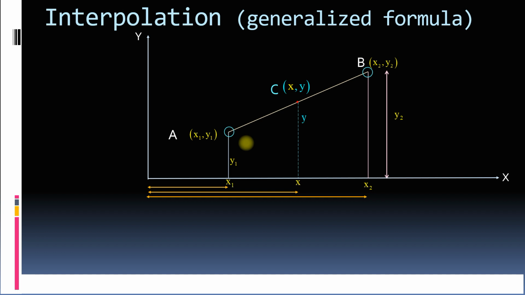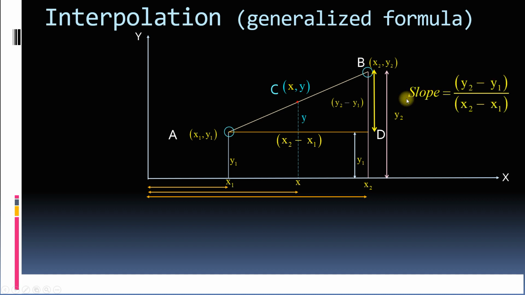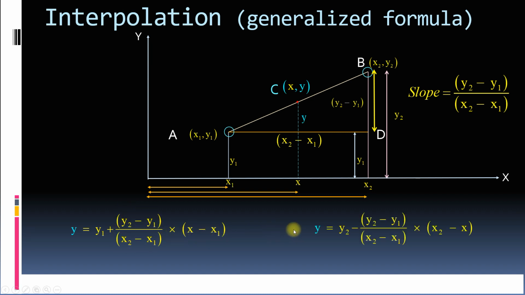If we draw a line parallel to the x-axis from point A, we can find AD, which is equal to x2 minus x1. Similarly, we can find BD, which is y2 minus y1. So, the slope of line AB is y2 minus y1 divided by x2 minus x1. The unknown y can be found by using two formulas. The first one is y1 plus slope multiplied by x minus x1. Secondly, y can also be found from y2 minus slope multiplied by x2 minus x.